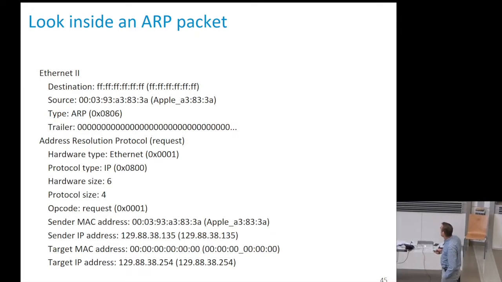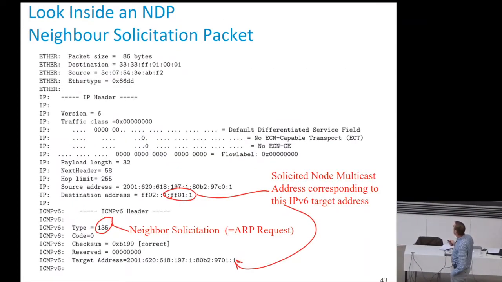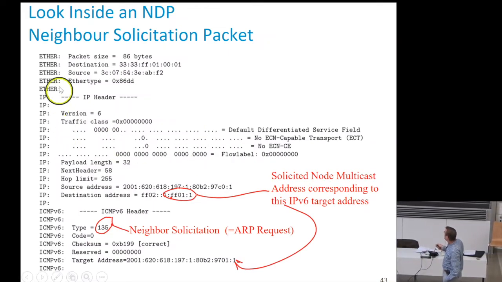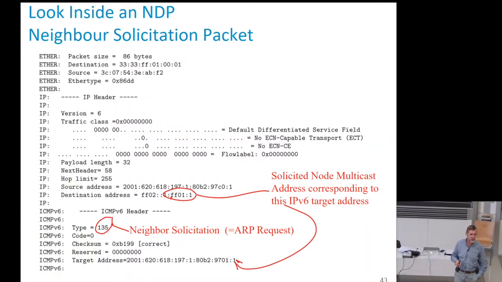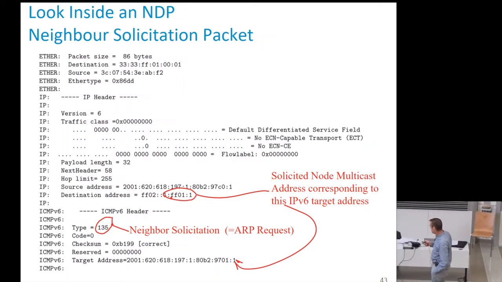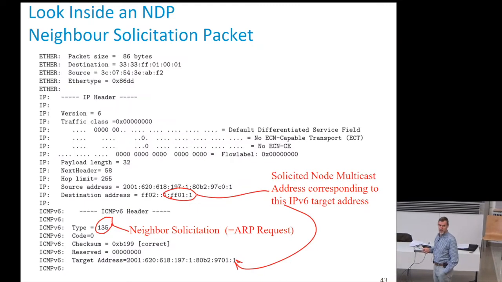This is an ARP packet or an NDP packet in IPv6. In IPv6, we see that we have Ethernet, IP header, and then inside the IP packet, there is an ICMP, which is the control message and error protocol for all of the IP layer, which sort of makes sense.